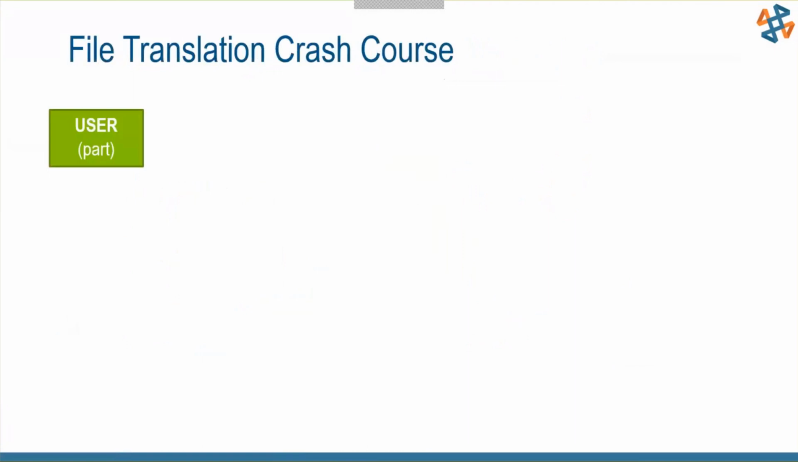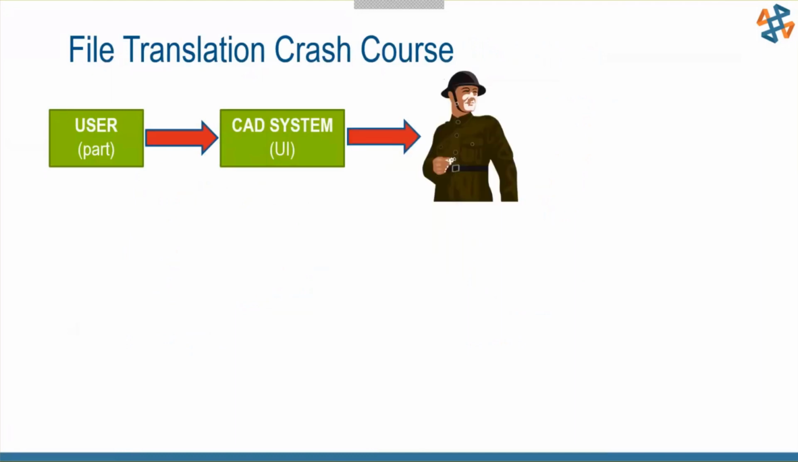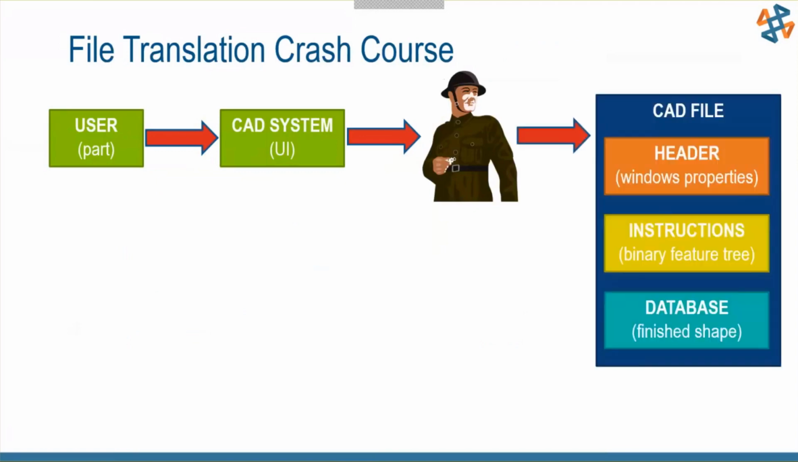So we start with a user creating some part. That part is actually created by talking to a CAD system to come up with some instructions that then go to the kernel. The kernel is what makes it happen. It actually calculates the shape. And we now have what we call a CAD file. It's actually comprised of 3 different elements: a header, or kind of like the file properties, instructions, which are kind of like a binary feature tree, if you will, and a database, or a finished shape.